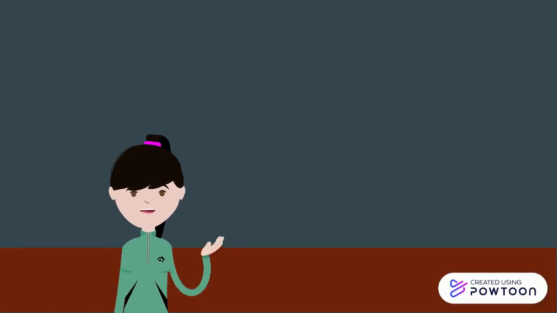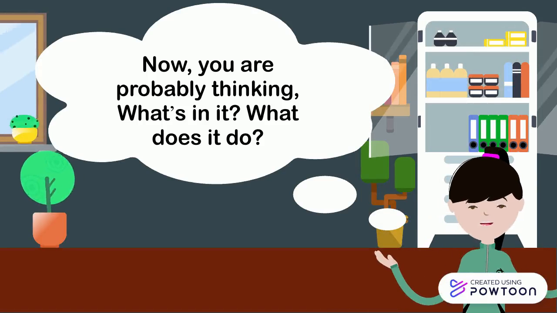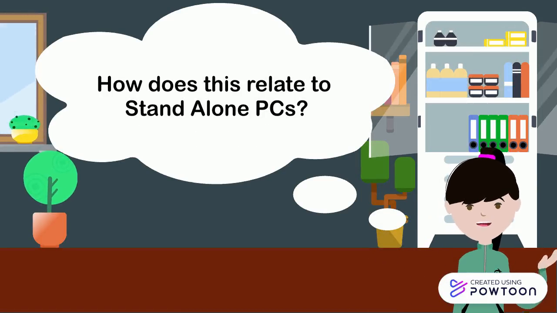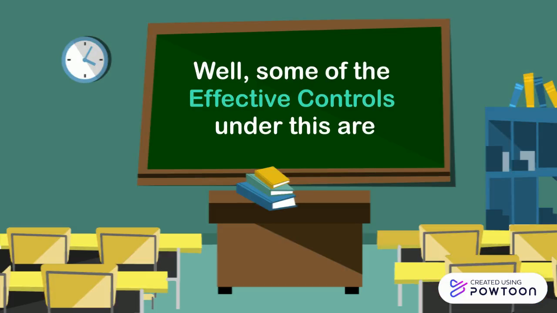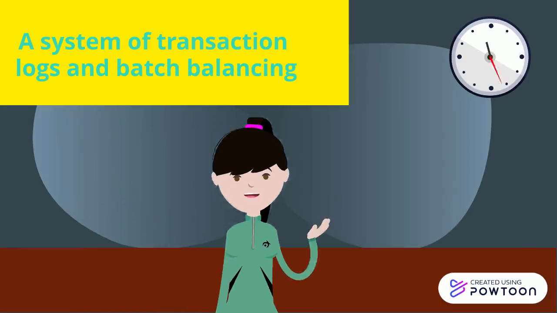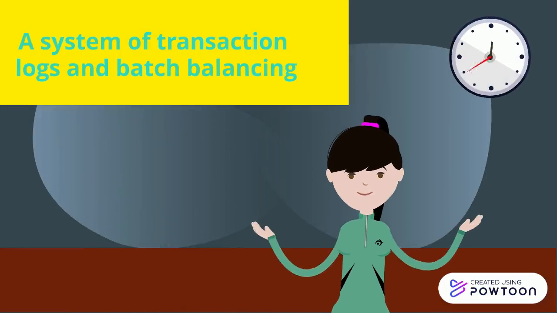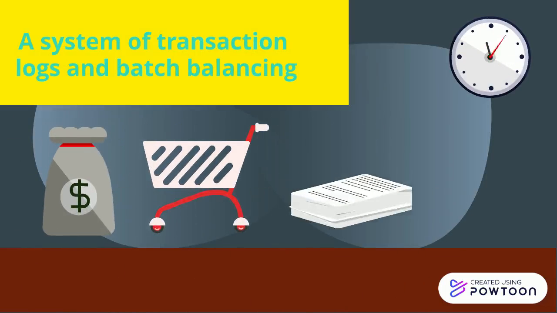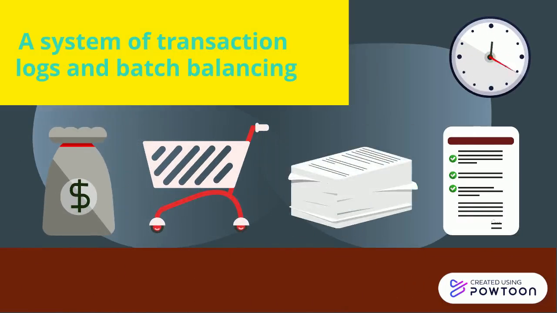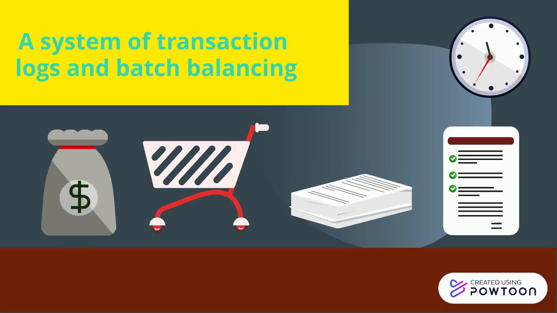Now, you are probably thinking, what's in it? What does it do? Or how does this relate to standalone personal computers? Well, some of the effective controls under this are a system of transaction logs and batch balancing. What we do here is, we look at the overall monetary amount, total items, total documents, and hash totals because we want to make sure that the manual totals are in agreement with the computer totals.